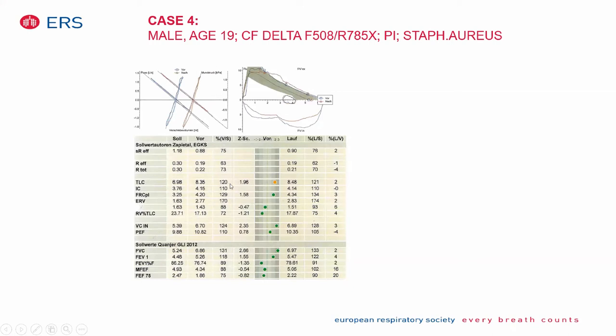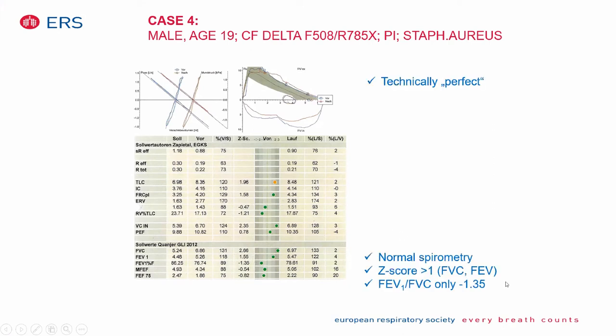And volumes are normal or even supranormal in this young adult with cystic fibrosis, vital capacity 131%, 118%, so positive Z scores. Normal spirometry, no evidence of obstruction on spirometry, normal lung volumes, no hyperinflation.